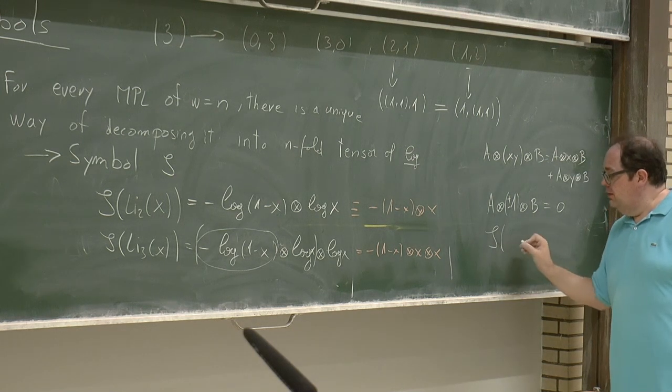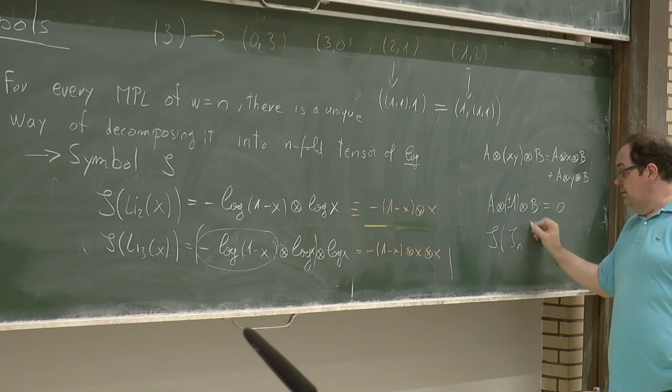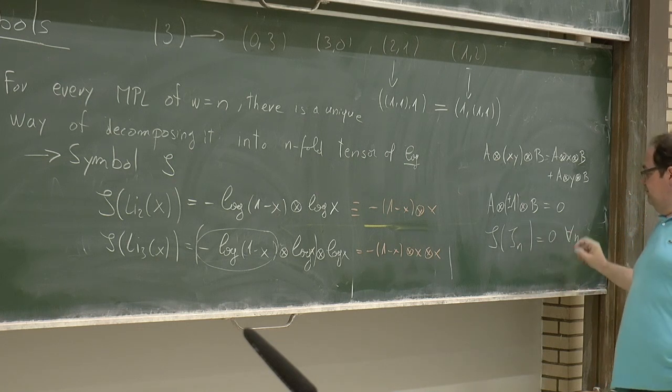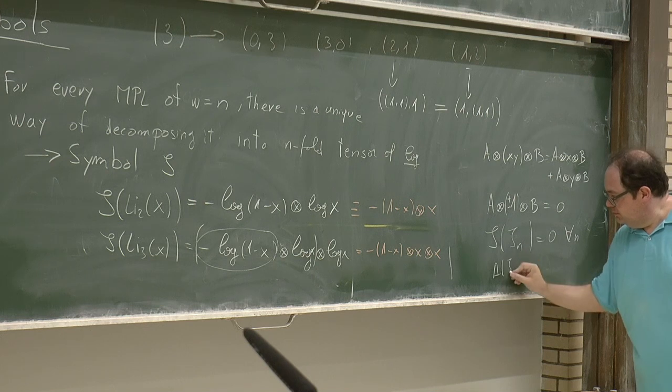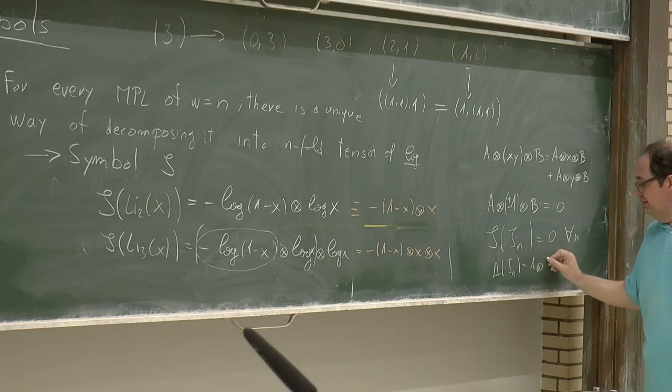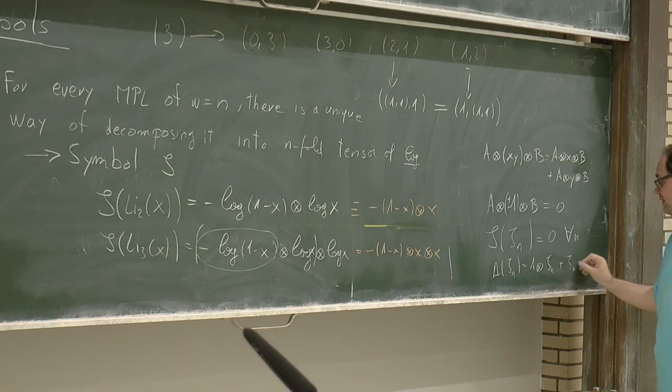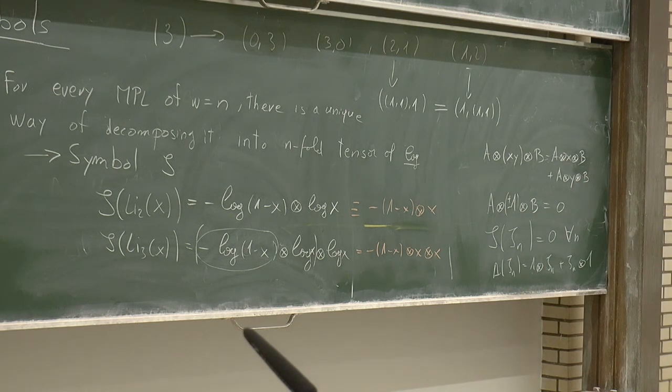For example, now the symbol of zeta n is 0 for all n. Why? Because we said the co-product of zeta n is 1 tensor zeta n plus zeta n tensor 1. There's nothing that has a log anywhere, so I cannot iterate this. So the more you decompose an object, the more information you lose, but the simpler the calculations become. So here's the trade-off.